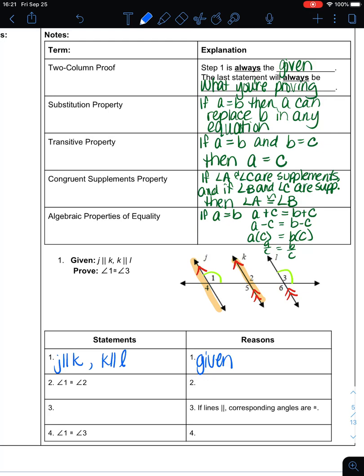And so I'm going to go the shortest way I can go. I'm going to go straight from the first step to 1 is congruent to 2. So 1's congruent to 2. That's why they chose that step.